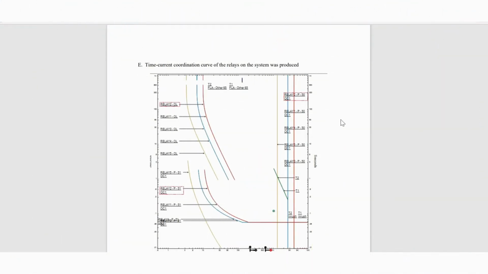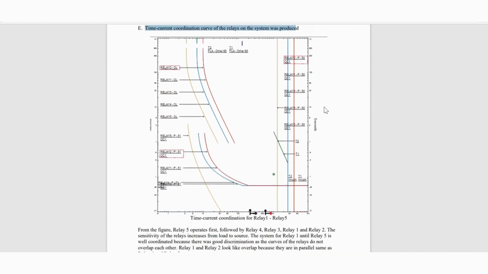Okay, so for part E, the time current coordination curve of the relays on the system was produced. So here we talk about the time current coordination curve of the relay. The graph here shows relay 1 until relay 5. From this figure, we can see that relay 5 operates first, then followed by relay 4, relay 3, 1, and the last is relay 2.